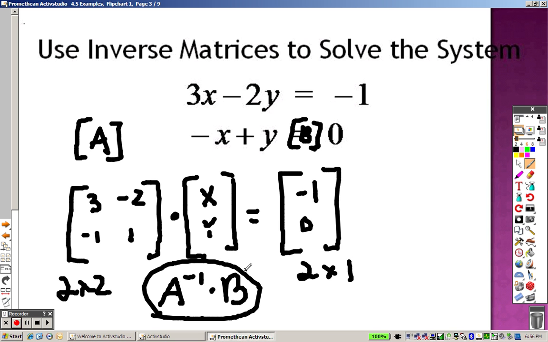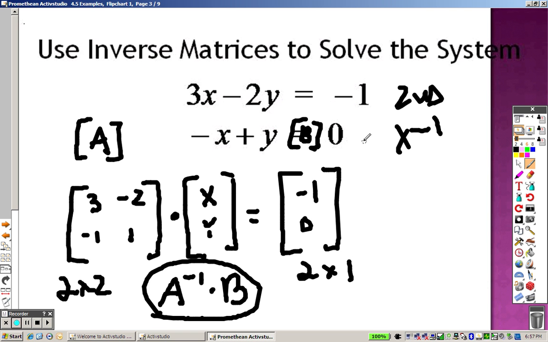So on your calculator, go to second x to the negative 1 again, and go over to edit and let's make a 2 by 2. And let's make it 3, negative 2, negative 1, 1. So we have A. Press second x to the negative 1 again, go to edit, and let's do B. And B, we're going to make a 2 by 1, because it's 2 rows and 1 column. First number is a negative 1, second one is a 0. And press second mode. Here's what I want you to type in.